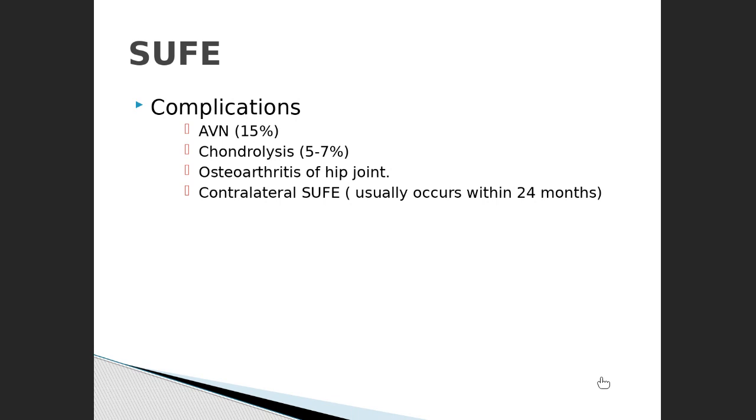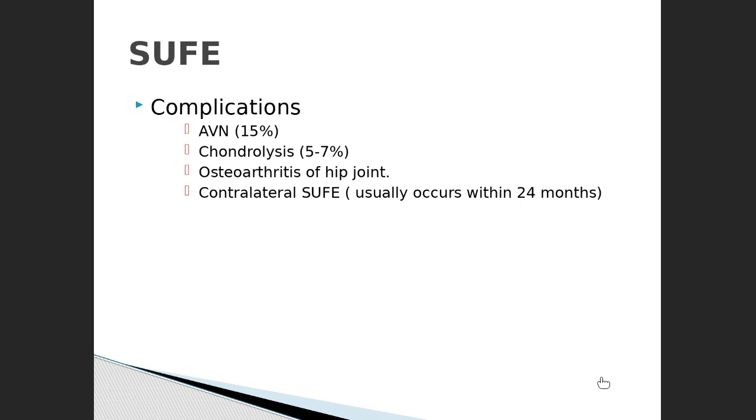Chondrolysis is inflammation of the cartilage, which results in a stiff and painful joint. So not only do you have inflammation of the cartilage, but you have loss of the cartilage, and the patient can end up with a stiff, painful joint. The other complication of a slipped upper femoral epiphysis is that over time, as the patient ages, because of the change in the biomechanics about the hip joint, the patient can end up with osteoarthritis of the hip joint.